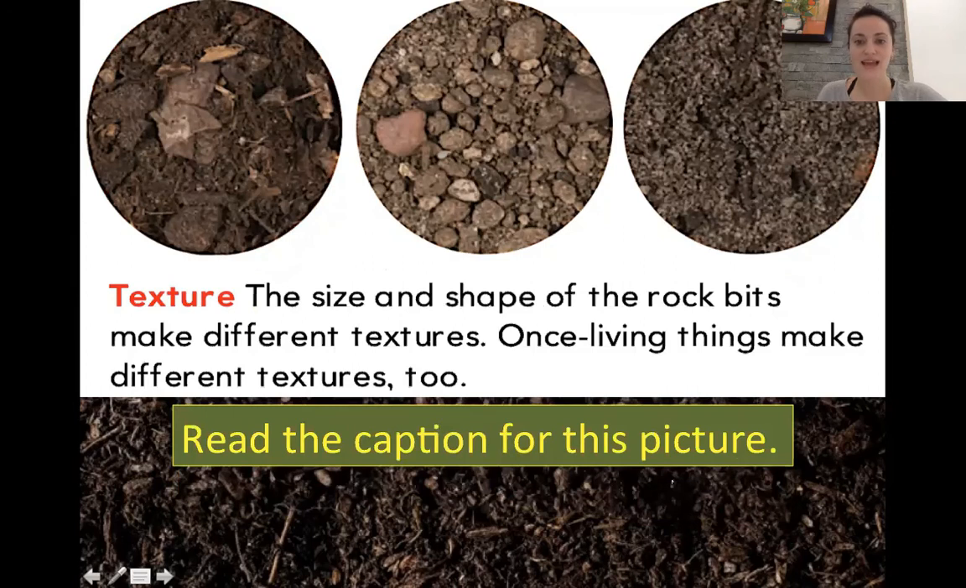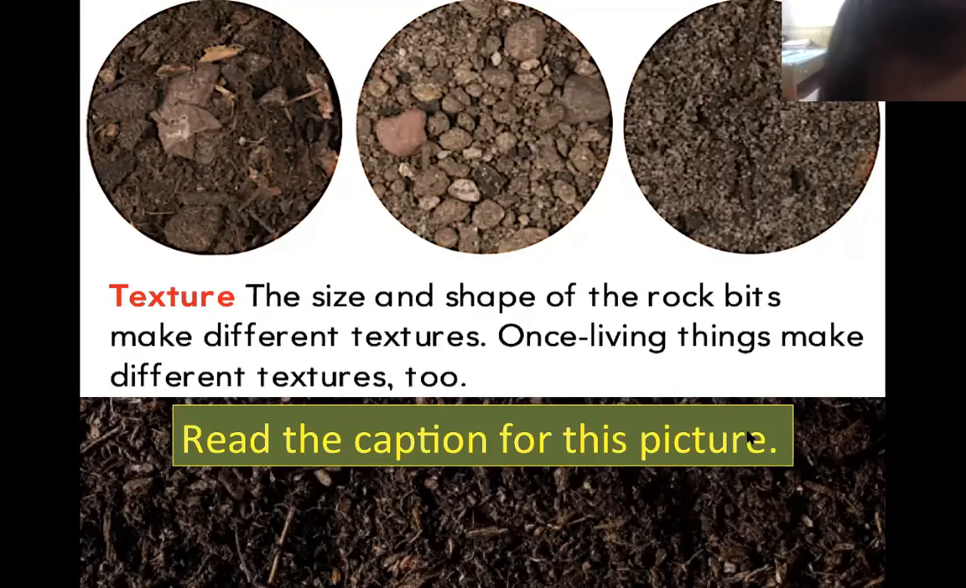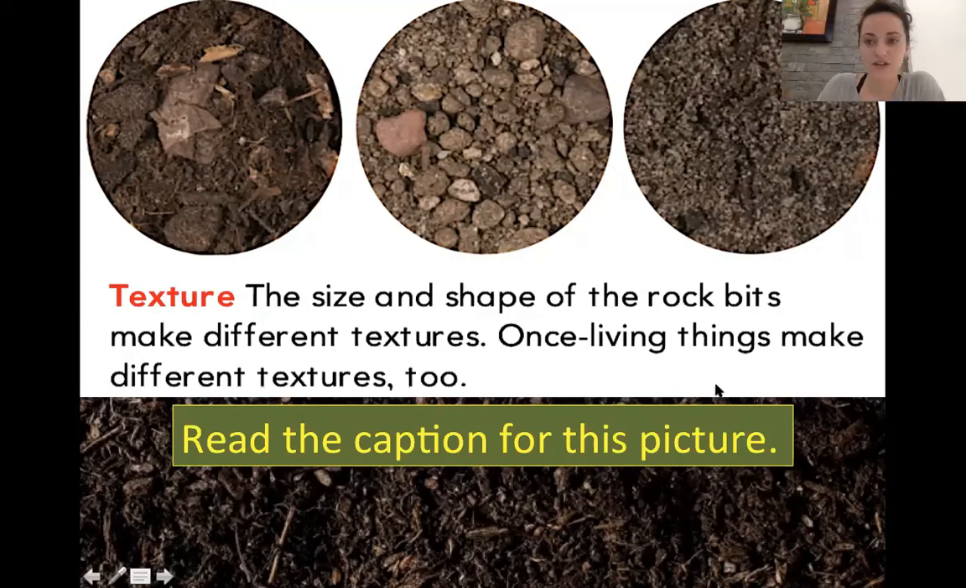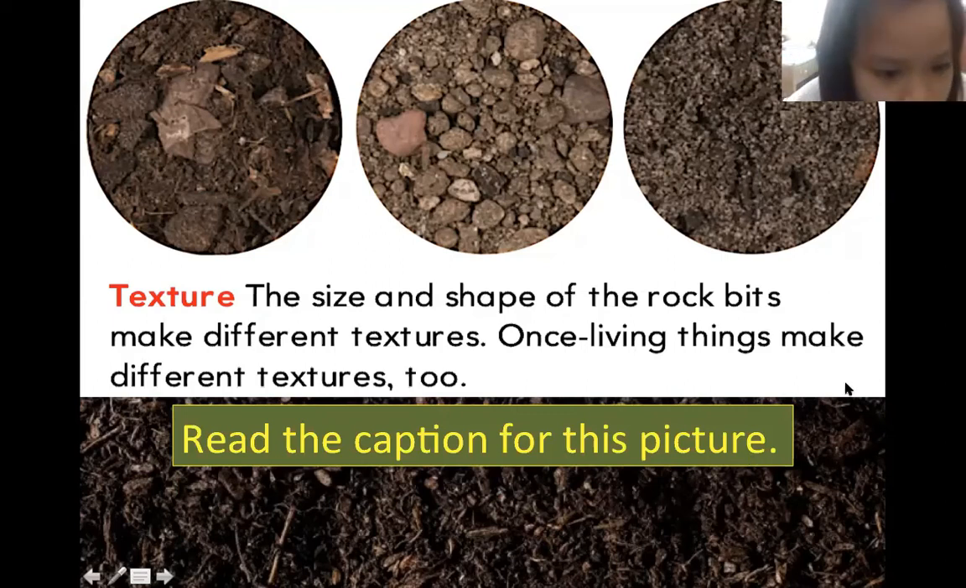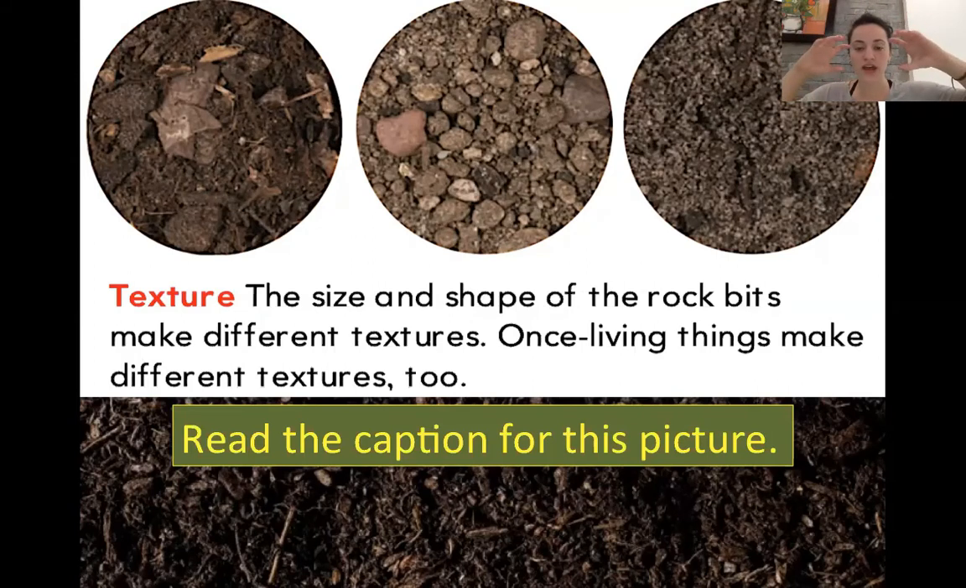Okay, let's read the caption for this picture. Sophia, can you read the caption for this picture, please? The size and the shape of the rock make many different textures. And living things make different textures too. Very good. So it'll be more rough and bumpy if the soil is bigger. Right? The size and the shape of the soil change the texture.